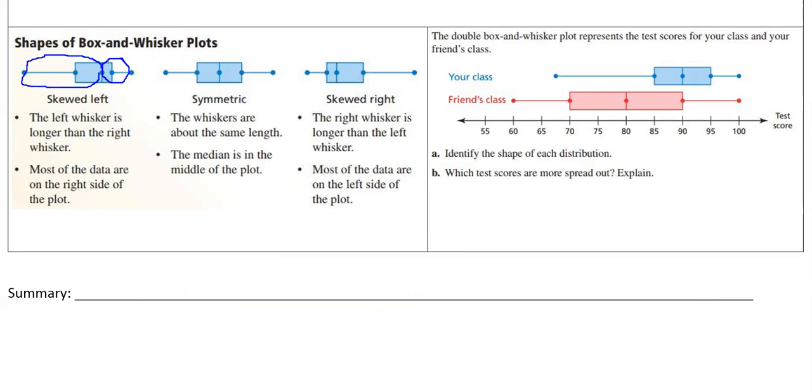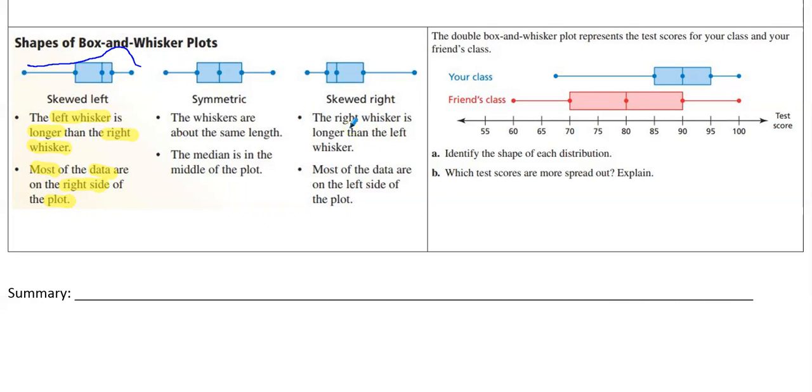And so we know that the concentration of data is on the right, and if the concentration of data is on the right, it would look something like this on a histogram. This is skewed left. In other words, the left whisker is longer than the right whisker, and most of the data are on the right side of the plot. 50% are here. So that's where most of the data are.